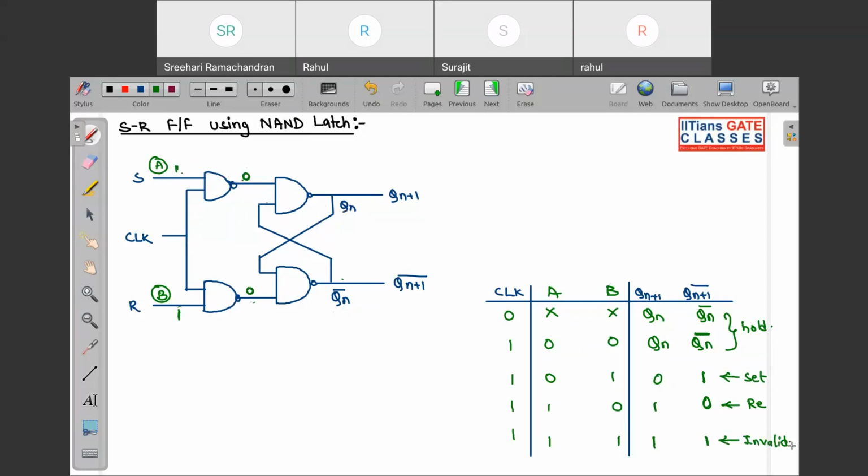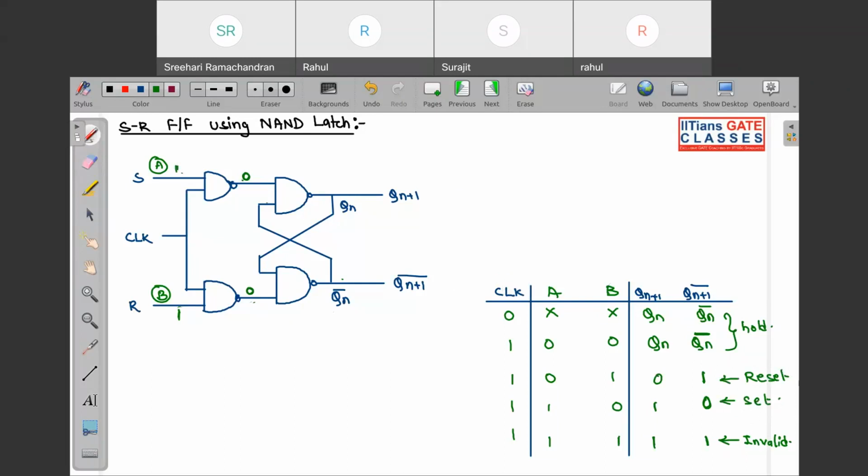So I think we have some mistake in that set and reset. I have written the opposite thing. So this will be reset, sorry, I have made some mistake. This will be reset, and this will be set. Now it's correct.